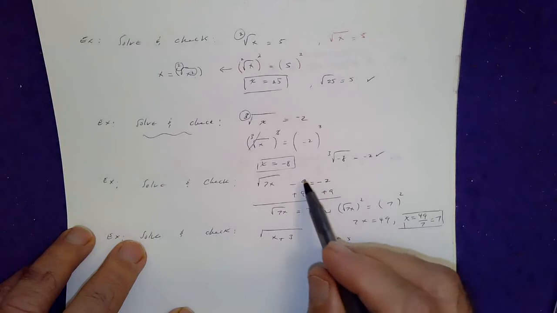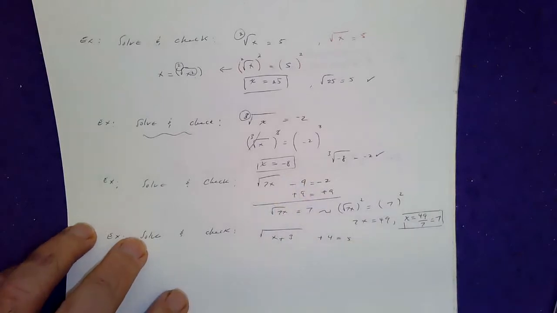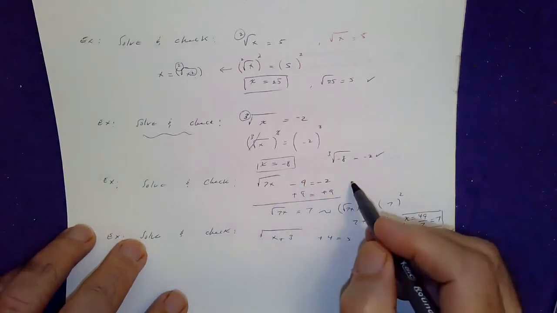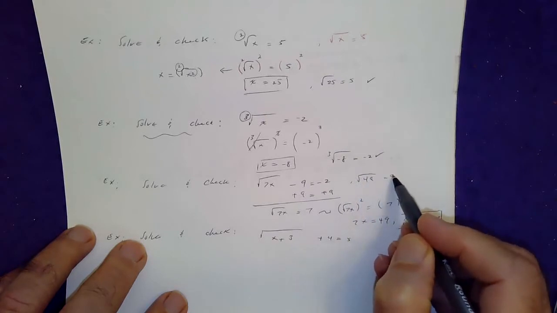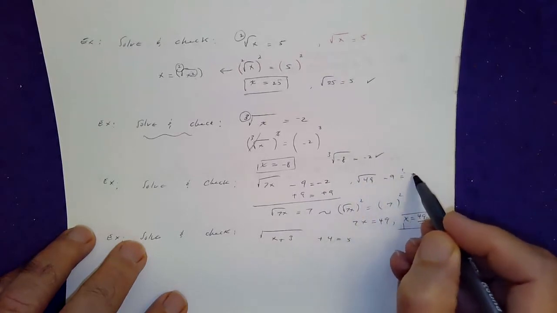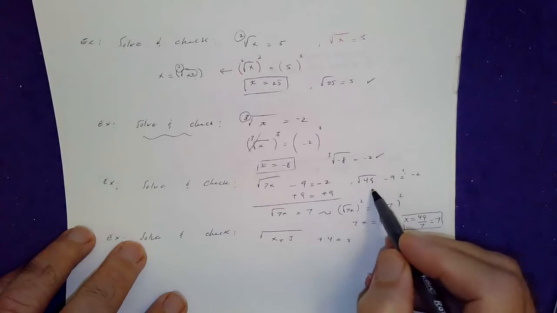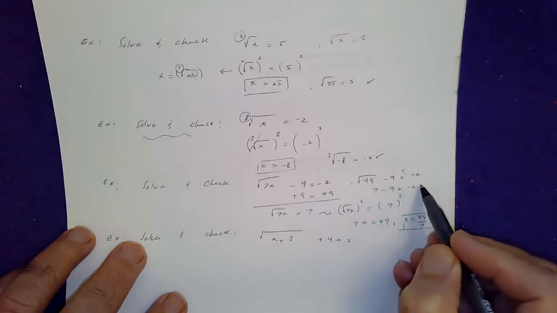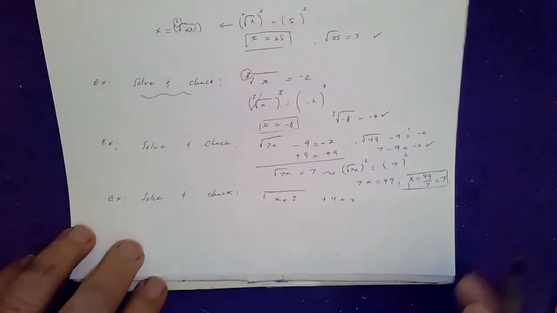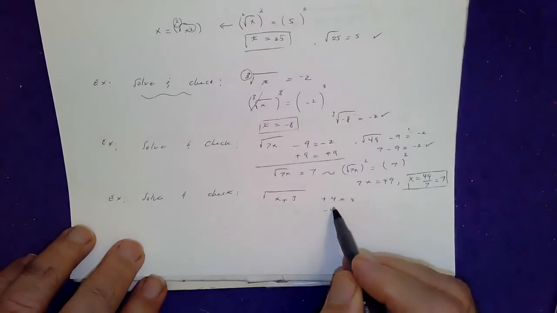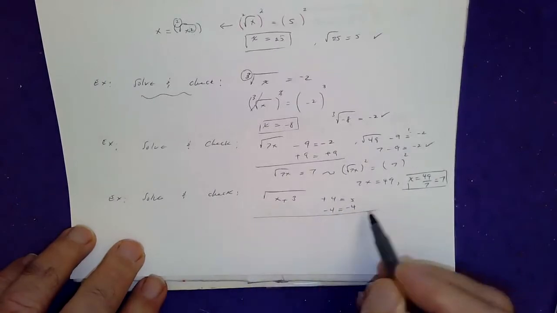Check and see: square root of 7 times 7, which is 49, minus 9 is equal to -2. Square root of 49 is 7. 7 minus 9 is equal to -2. Checks.